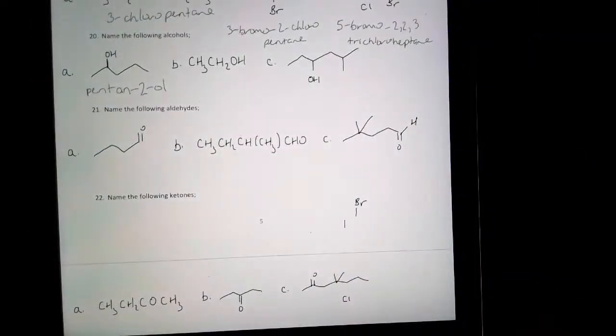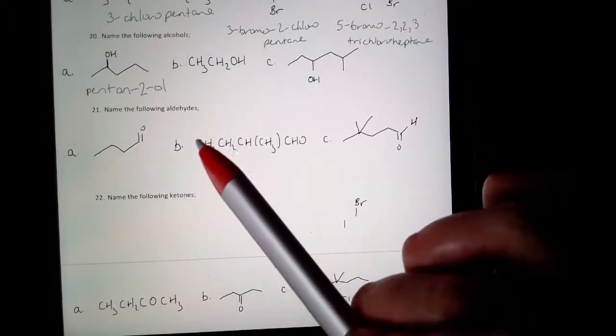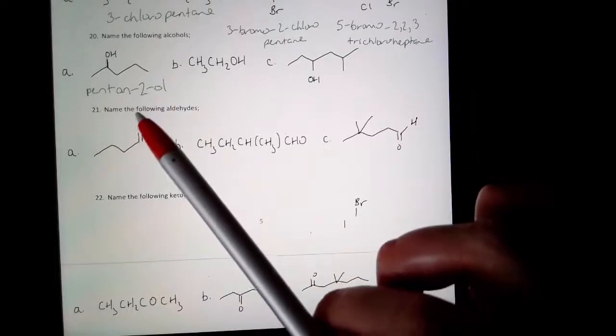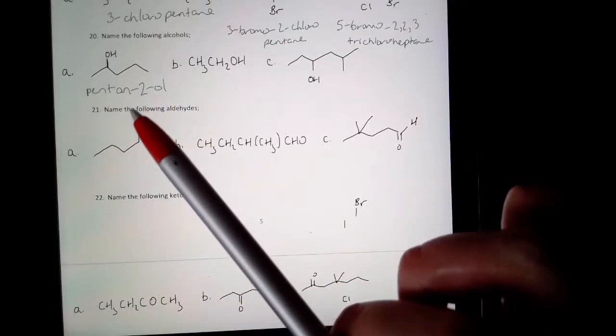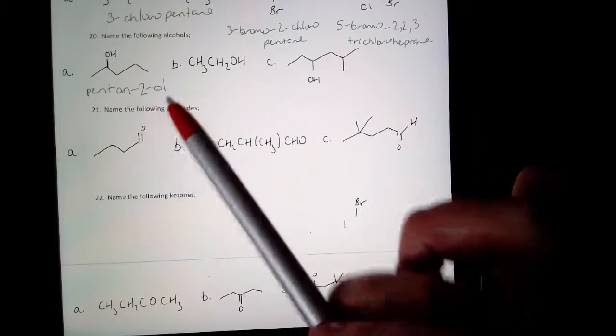You have to give the number that the OH is on because it could be on any of the carbons in this molecule. So pent-an 2-ol. Just look at where I split it up because a lot of you in the exam I think are doing pent 2-ol. You need to have that AN, so it's pent-an 2-ol.